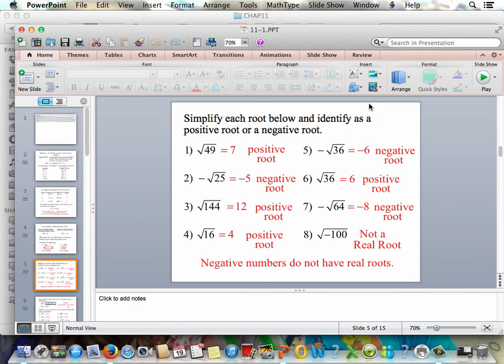You are responsible. Homework is 11-1. It's on the board. You're doing page 485, 1 through 51 odd. That's the end of the lesson.